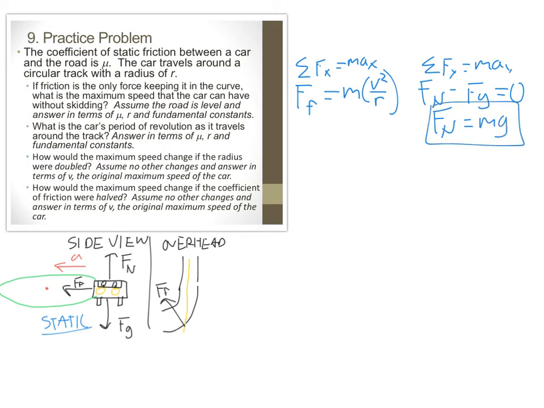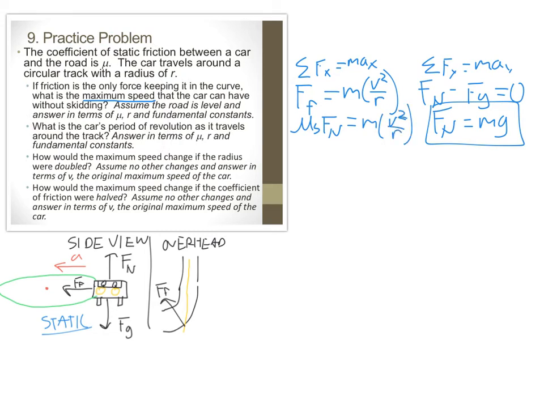I'm going to substitute in for the force of friction. I'm going to say it's mu s times my normal force. I can say that the force of friction is equal to mu times my normal force. Even though I'm dealing with static, I'm worried about the maximum speed. So that means friction will be at a maximum. And that's going to be equal to m times v squared over r.